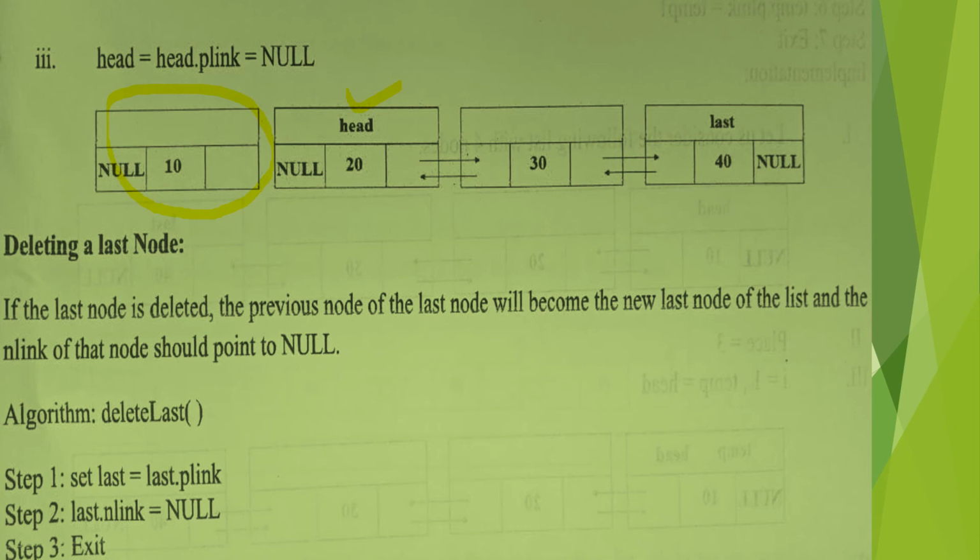Deleting the last node. Deleting the last node means the previous node of the last node will become the last node of the list, and the nlink of that node should point to null. Set last equal to last.plink, because we are deleting from the last of the double linked list. The previous element becomes last. Then if we insert null at the nlink of last, then it becomes the last element of the double linked list. Let us see this in diagrammatic representation.